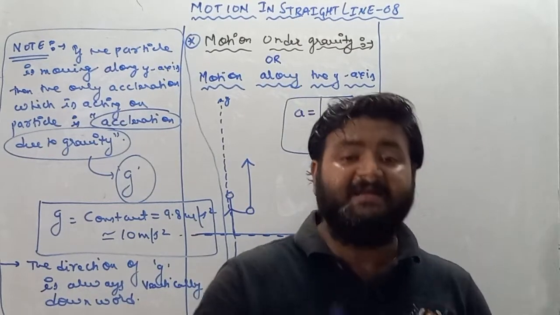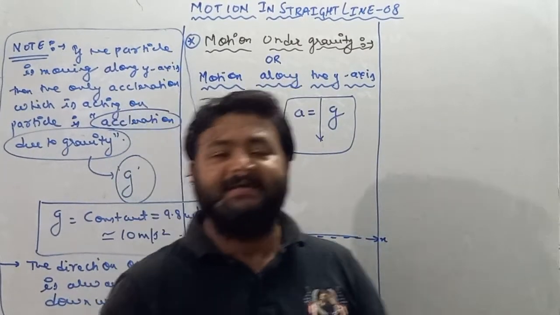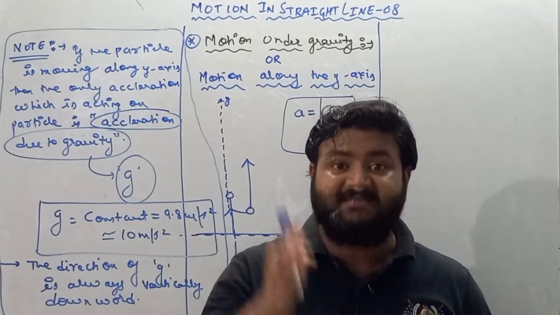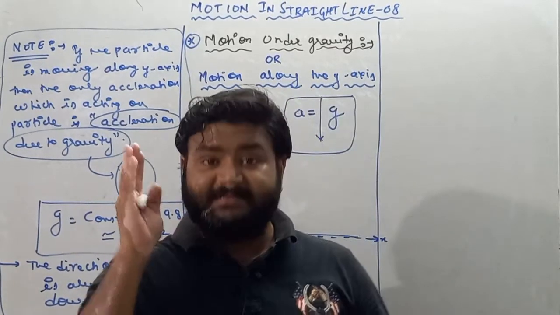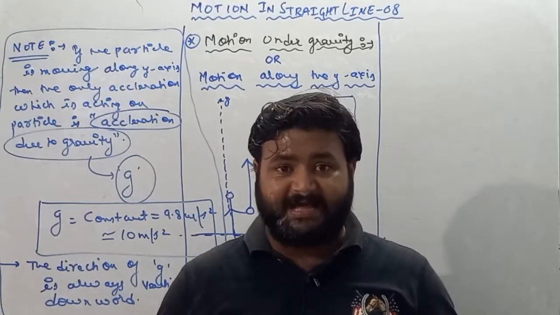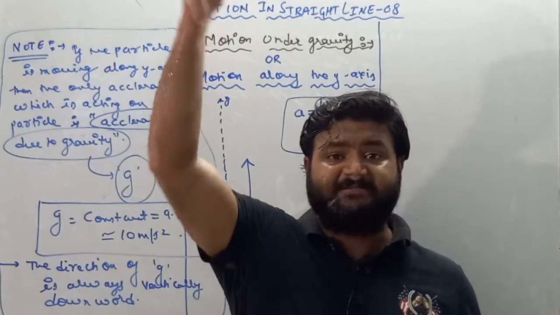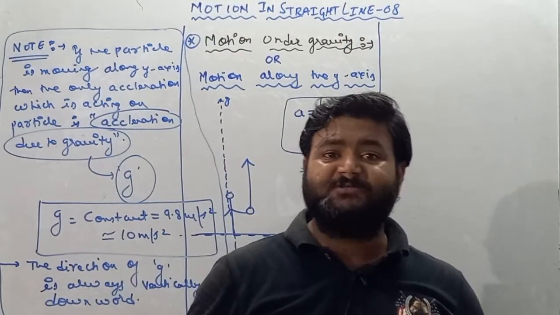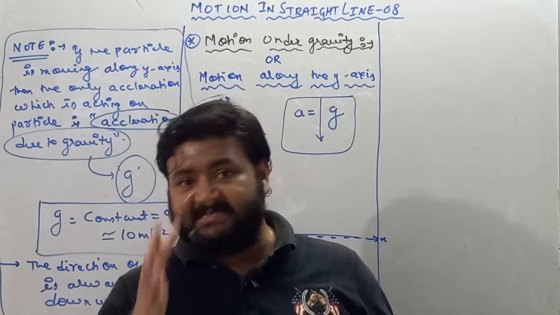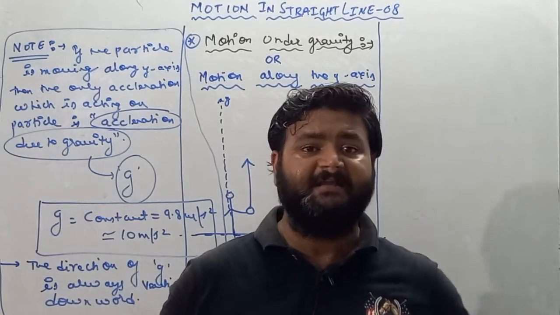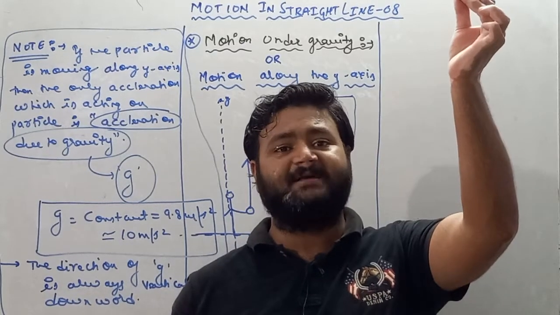And remember this thing, acceleration due to gravity always acts vertically downward. That's why, my dear student, if I throw a particle in upward direction, then it reaches a maximum height and comes back again. Why? See, in the first case, if you throw a particle in upward direction, then its direction of motion is upward.